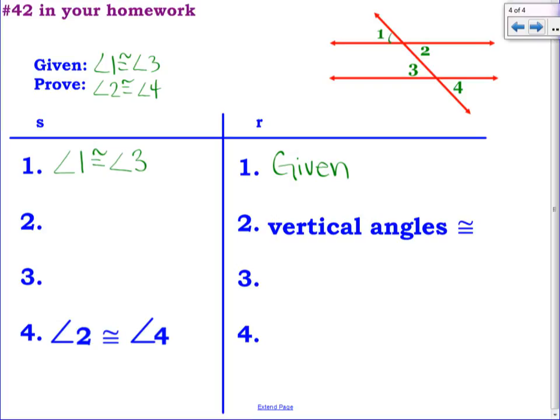So let's also label that on our picture here. So 1 and 3 are the same measure. I've given you a hint on the next one that says vertical angles are congruent. So what do you think we're going to put over here if that was my reason? 2 equals 1 and 3 equals 1. Okay, that'll be one of them. So these two are congruent to each other. What should we say in the next one?